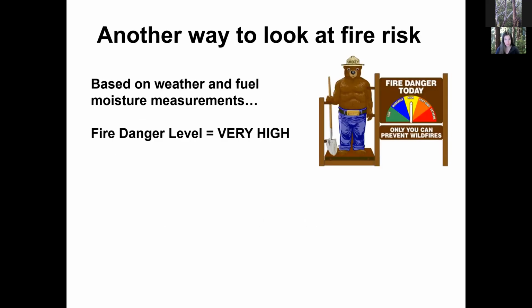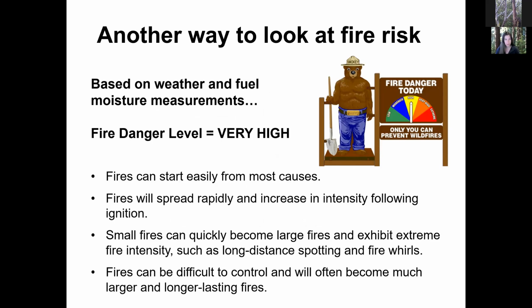Another way to think about it is looking at fire risk, or when we have those really extreme weather and fuel moisture conditions, and we have a high to very high fire danger. These are the conditions we expect to occur more frequently with climate change, with higher temperatures. Under those conditions, fires can start very easily, they can spread rapidly, they can exhibit extreme fire behavior, and they can be very difficult to control. And so this is what we're expecting to occur more in the future.